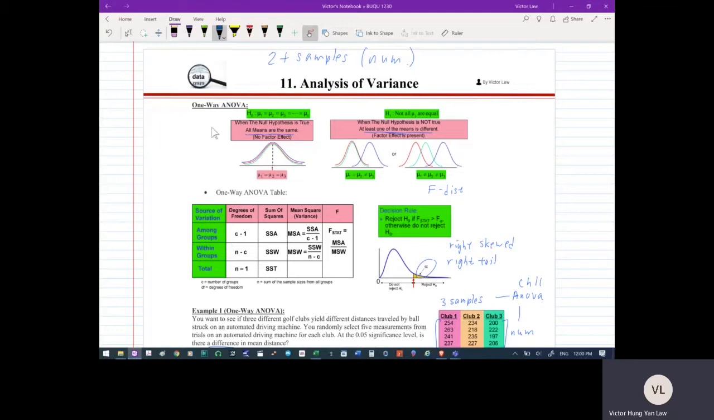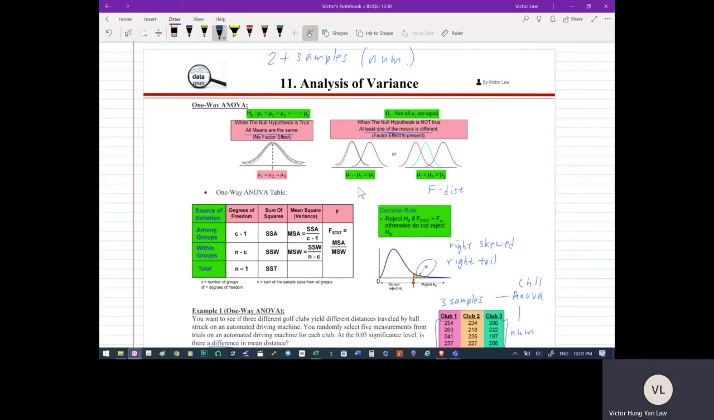So for one-way ANOVA, in the H0, we have mu1 equals mu2 equals mu3 all the way to mu c. So all the means are the same. That's what we have in the original situation. And what we want to prove is our H1. We want to prove that not all the means are the same. So what we're proving is that at least one of the means is different.